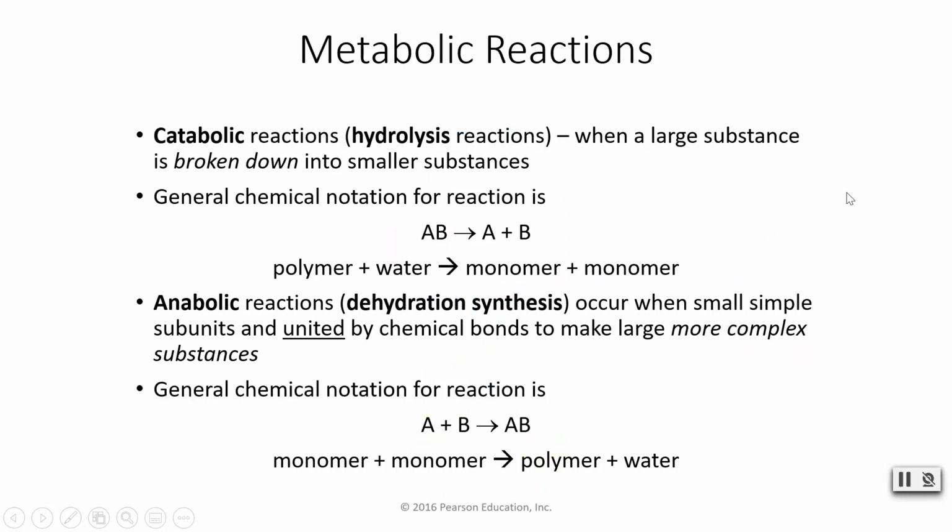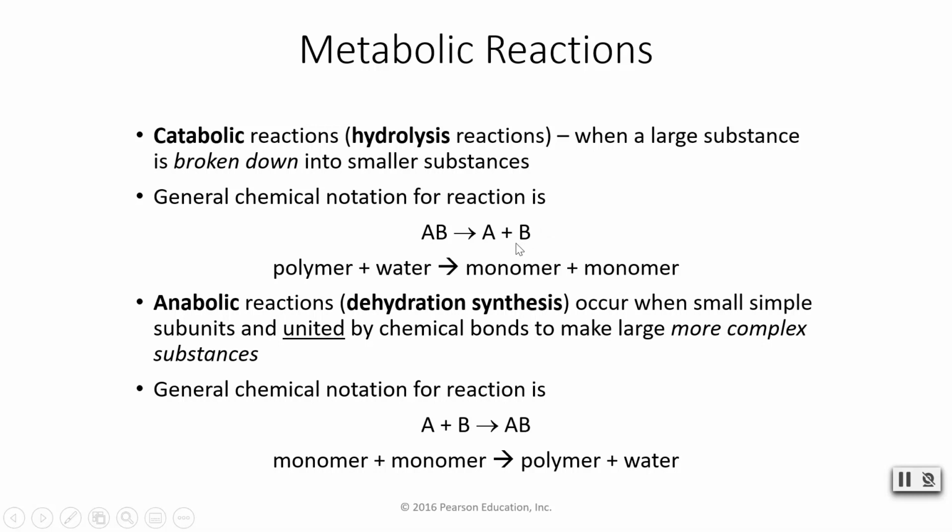Now, if we are specifically doing this only inside of our body, through our digestive system, we're now talking about metabolic reactions. We have two varieties, catabolic and anabolic reactions. Catabolic reactions, which are termed hydrolysis reactions, occur when you break down a large molecule into smaller ones. So we can take molecule AB and we can break it down into atom A and atom B.